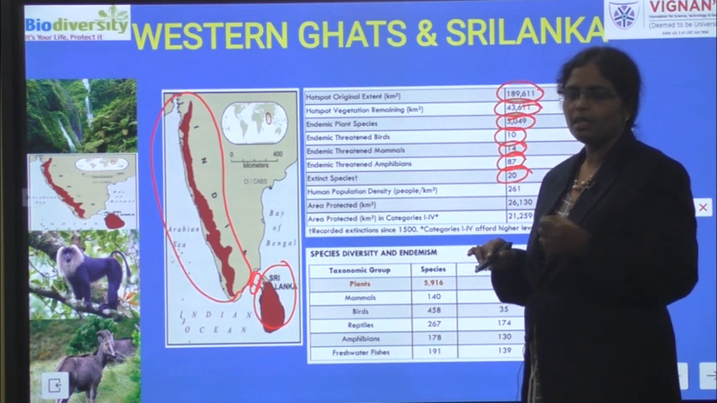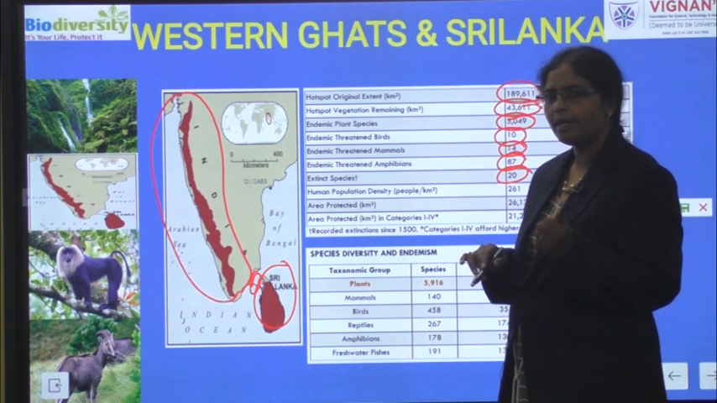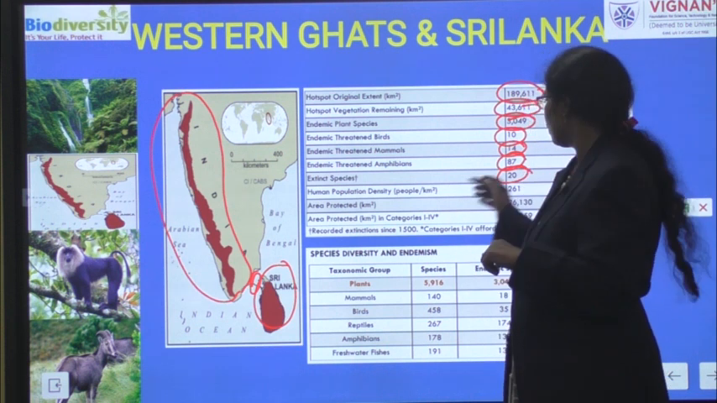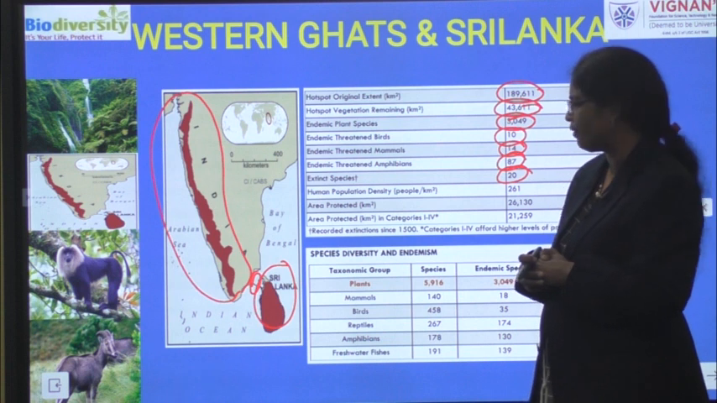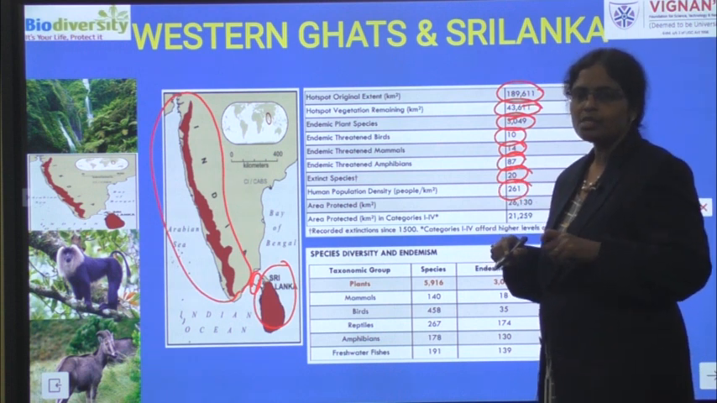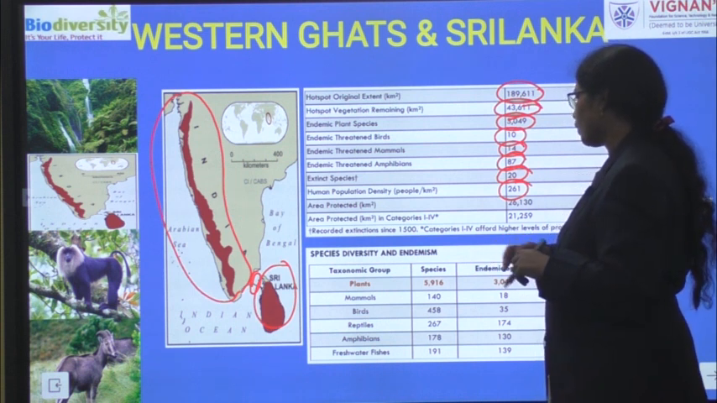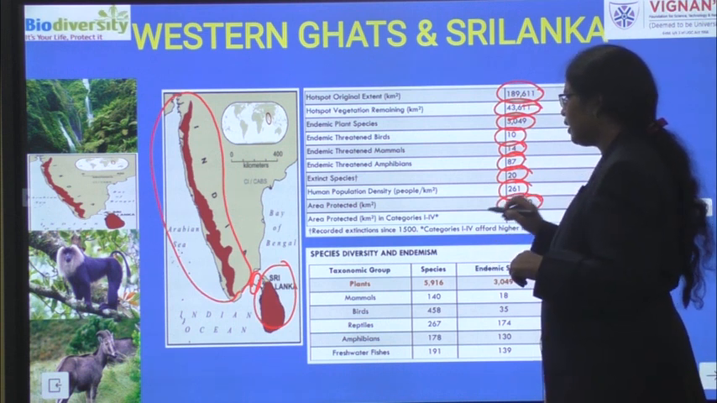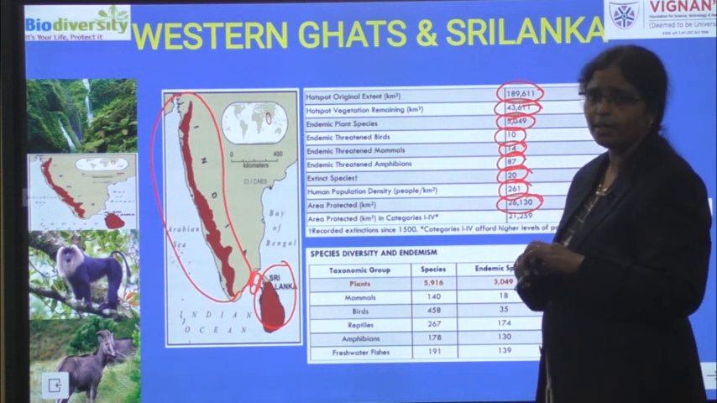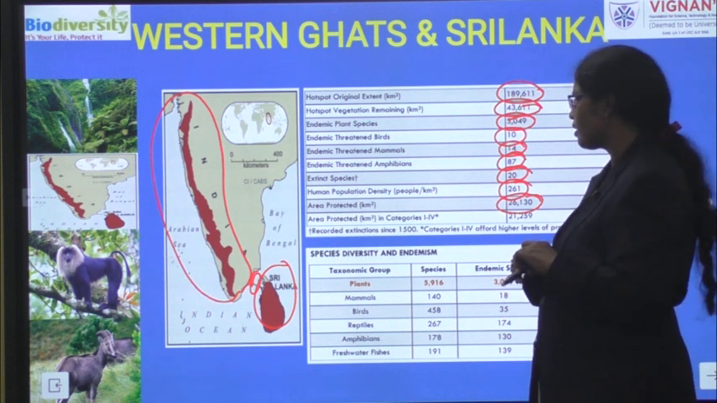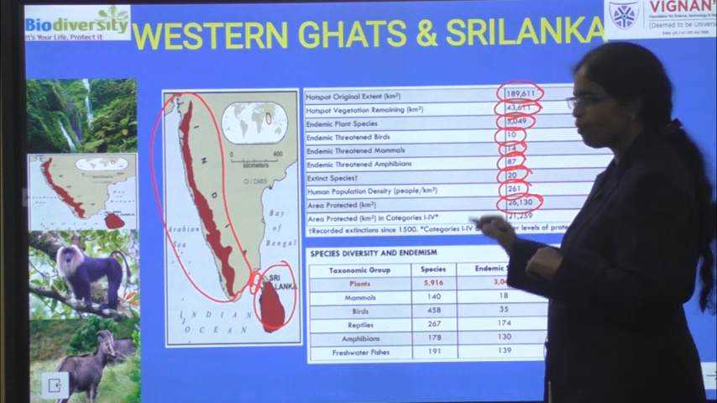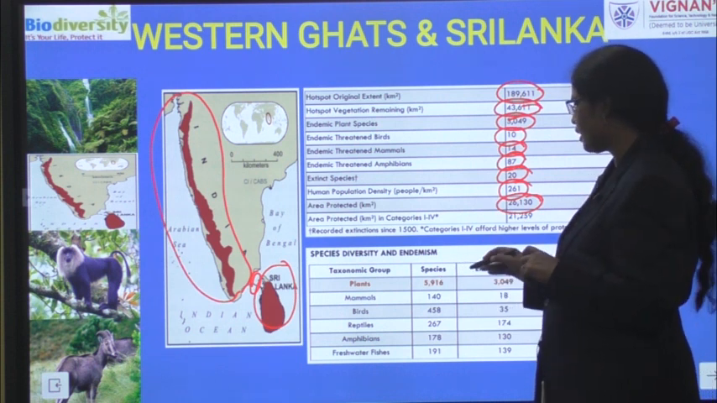In the previous Indo-Burma region, we identified one extinct species, but here in the Western Ghats, nearly 20 species are identified as extinct. The population density, if you observe here, is 261 people per square kilometer, and the protected area is nearly 26,000 square kilometers. Since 1500, the recorded extinctions are more. So here you can see various species of plants, mammals, birds, amphibians and reptiles.